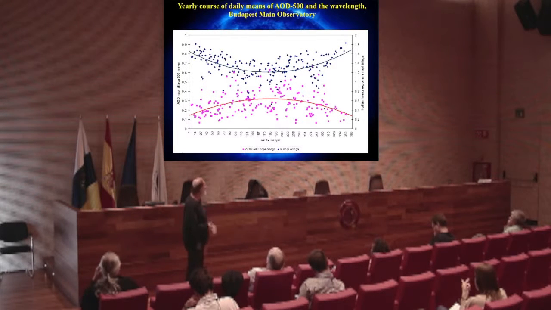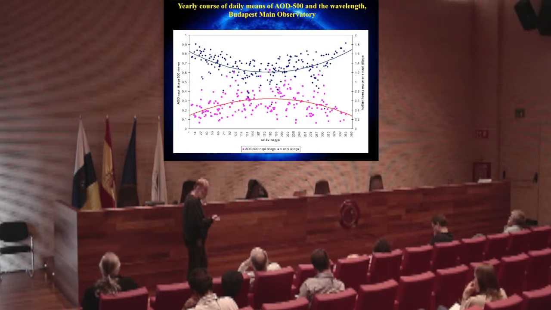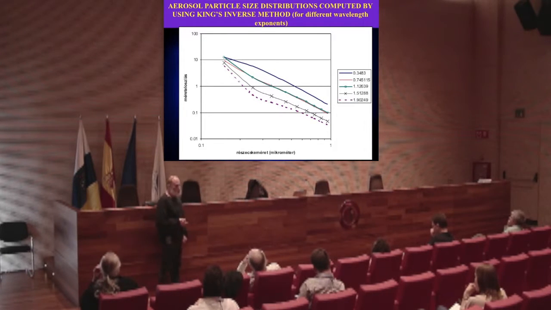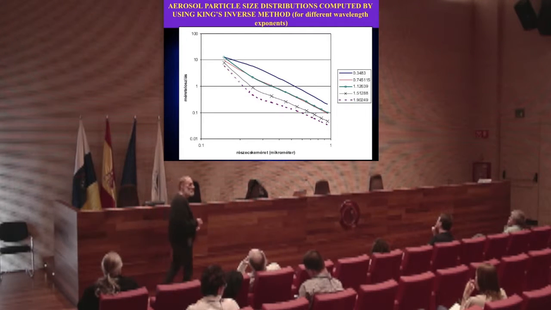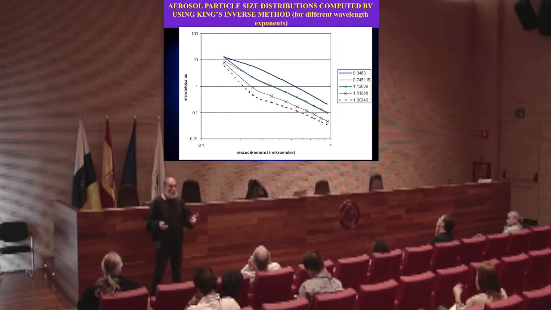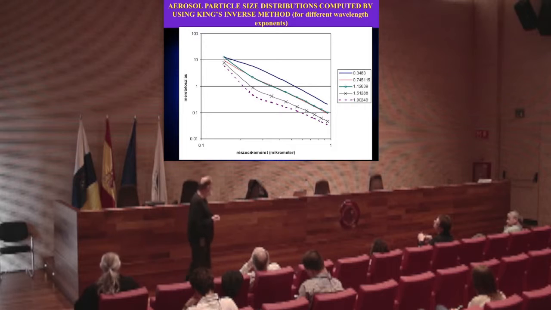This confirmed the previous figure. These are the yearly curves of the AOD for 500 nanometers and the Angstrom alpha coefficient. We have an experiment where we use King's method. Maybe some of you know it. It's an inverse mathematical method to compute real aerosol size distributions from the spectral aerosol optical depth.